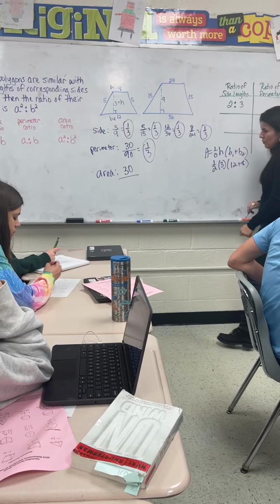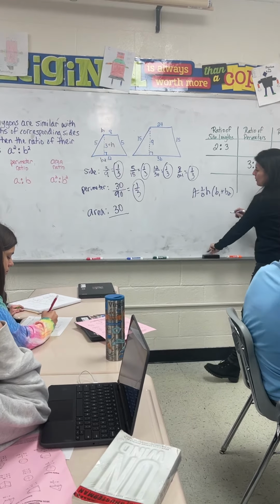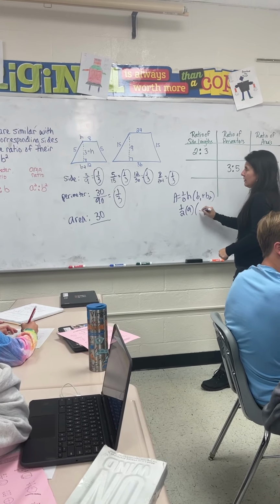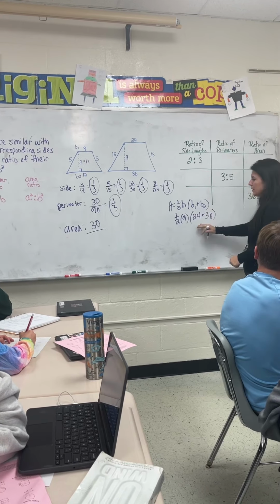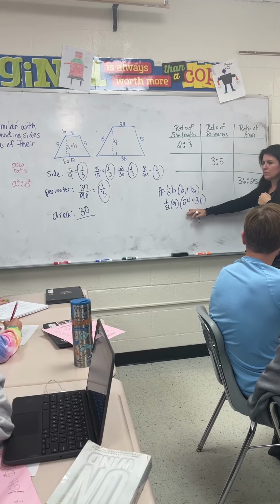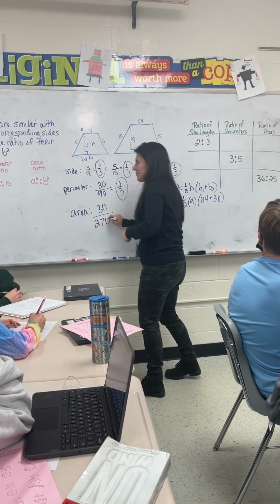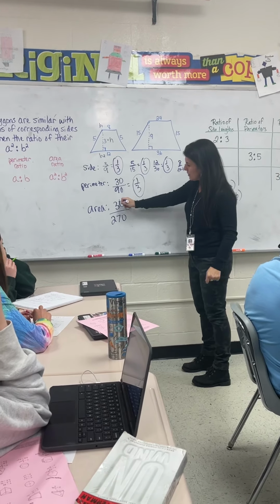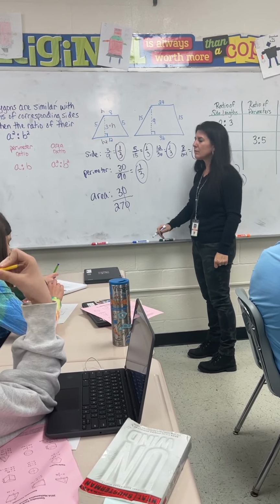Let's do the same thing with the big one. When I plug this into the same formula, the height for the big one is 9, and the 2 bases are 24 and 36. What does this give me? 270. You guys were guessing, don't guess. Okay, let's simplify this. What does this reduce to? 30 over 270? 1/9.